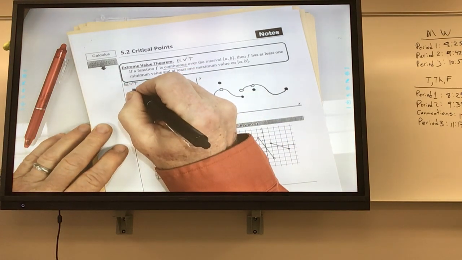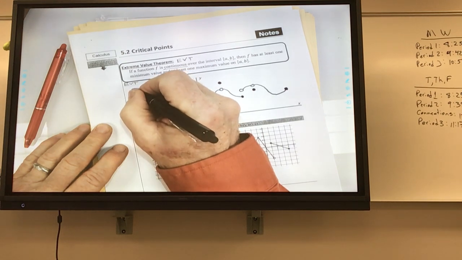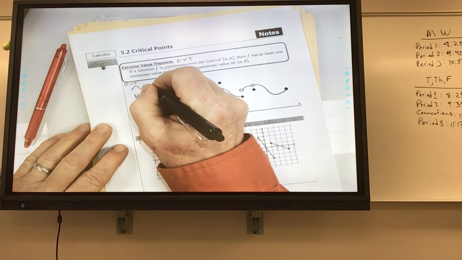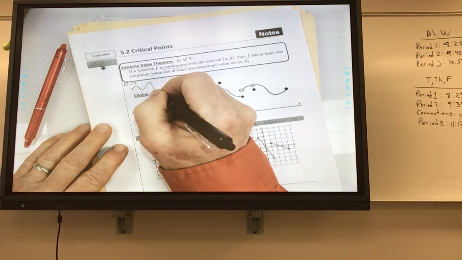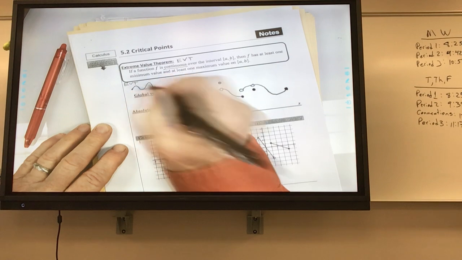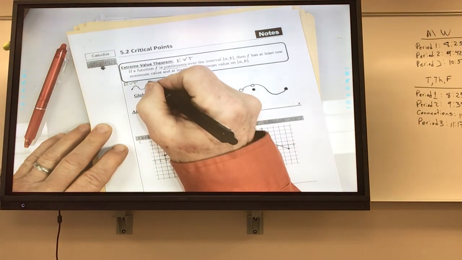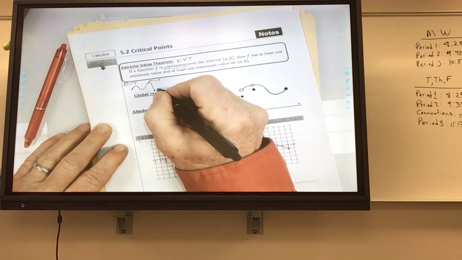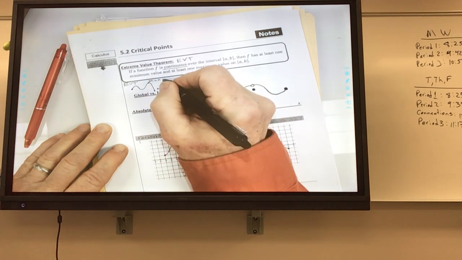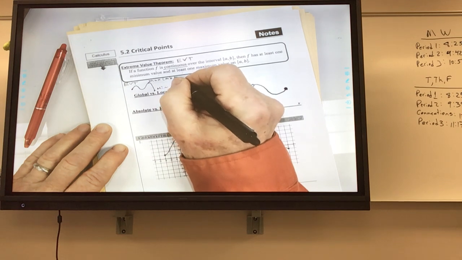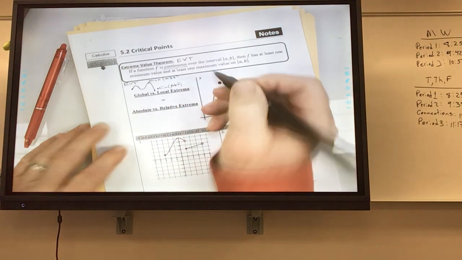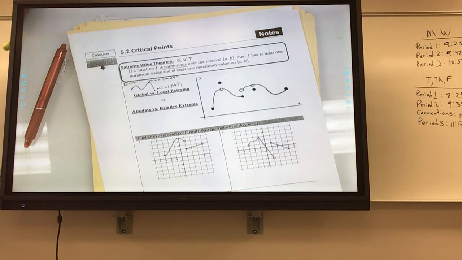So I have a closed interval. That means it's going to have an endpoint. And I'm going to draw it continuous. So this point right here would be the max. And this would be the min. And we call it the absolute max, and we call it the absolute min. Okay? So 2 things about this beautiful drawing I made, Owen.